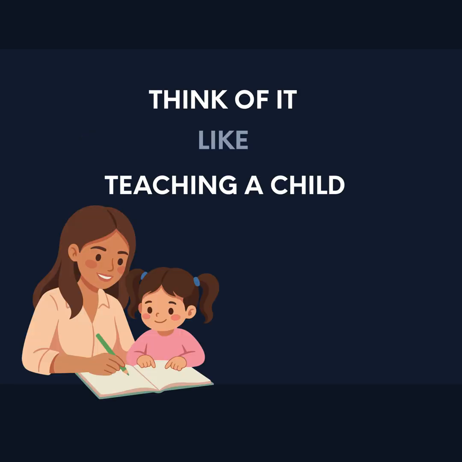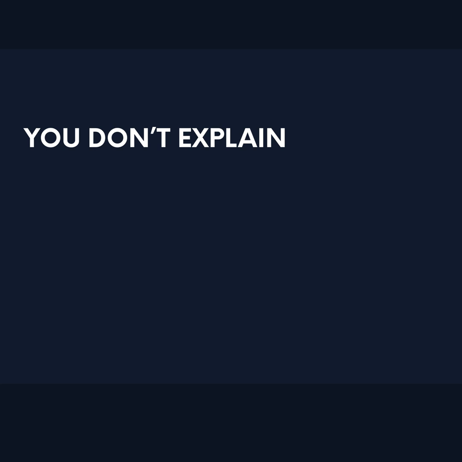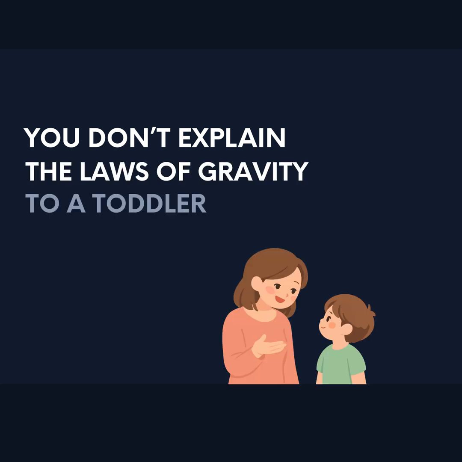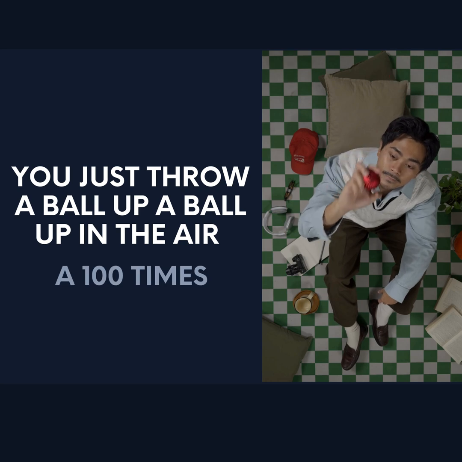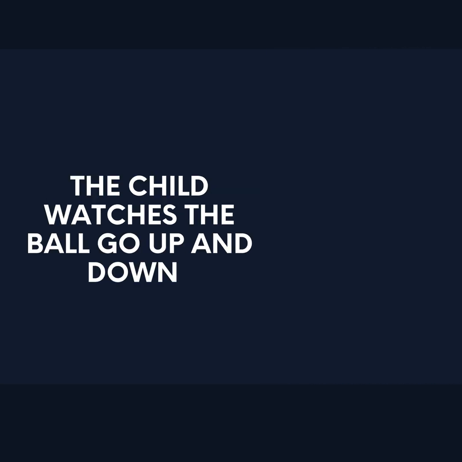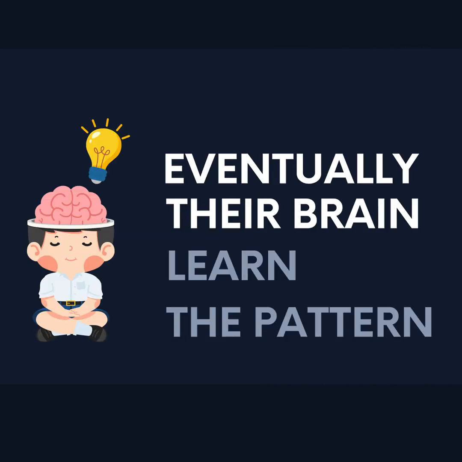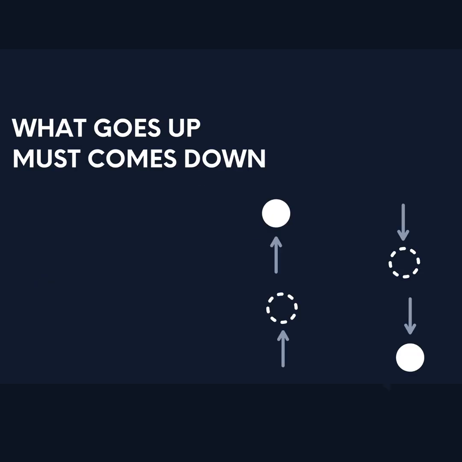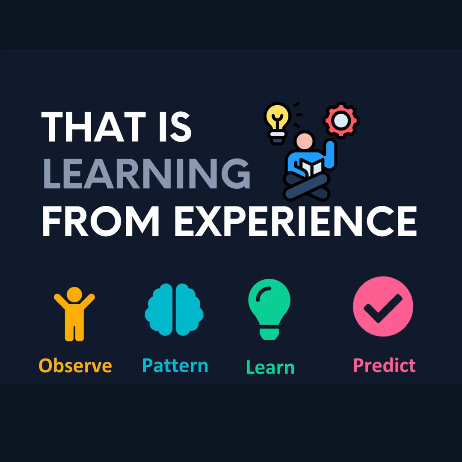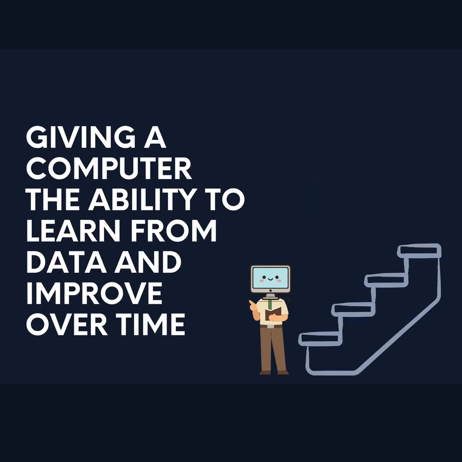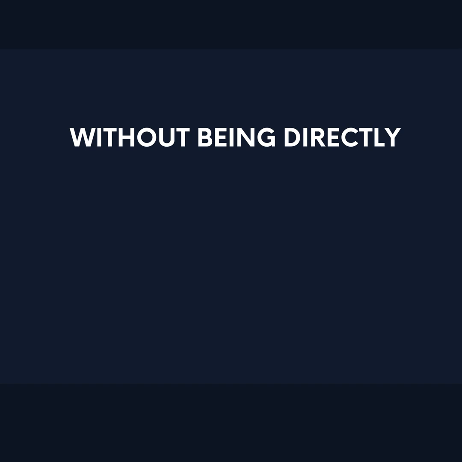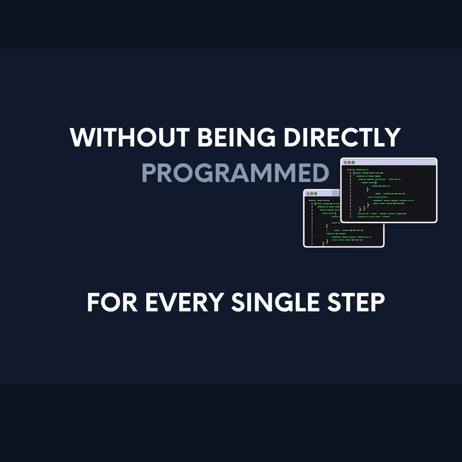Think of it like teaching a child. You don't explain the laws of gravity to a toddler. You just throw a ball up in the air 100 times. The child watches the ball go up and down. Eventually, their brain learns the pattern. What goes up must come down. That is learning from experience. Machine learning is exactly that, giving a computer the ability to learn from data and improve over time without being directly programmed for every single step.